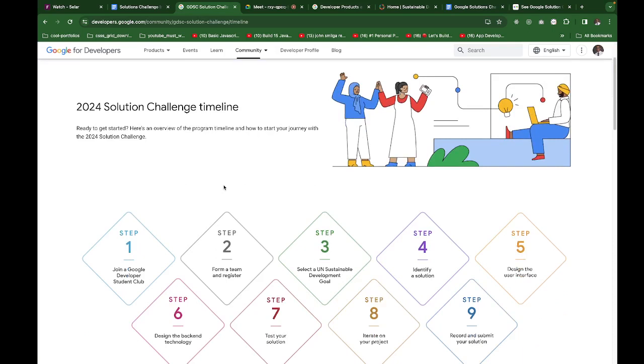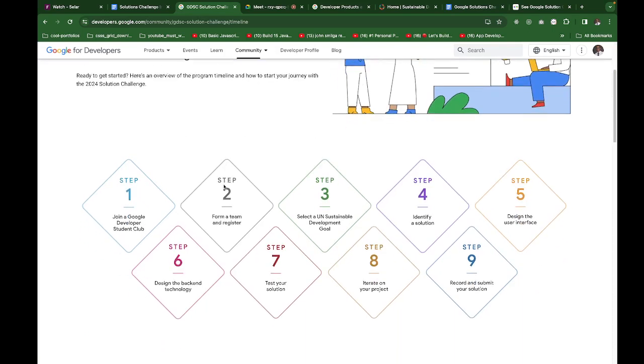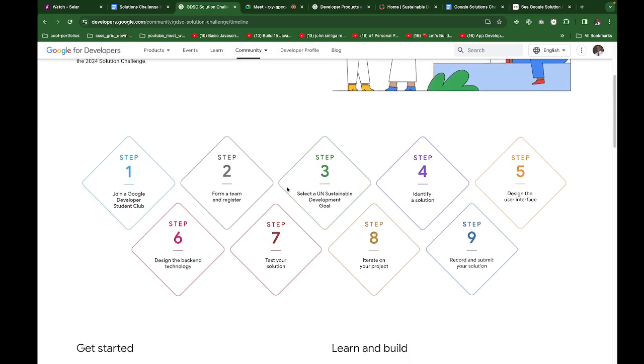Then we have the timeline for the challenge. The challenge started already in early December, but it is still ongoing. If you have not gotten started, don't worry. There's still some time to prepare, about 7 weeks till the deadline. There are 9 steps to complete and send your solution.